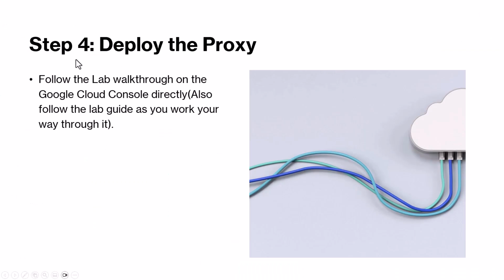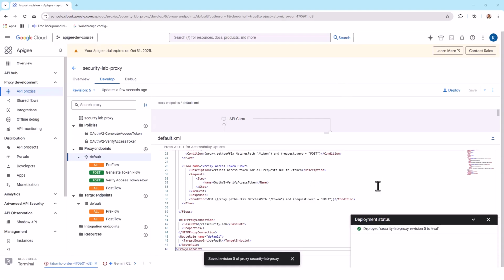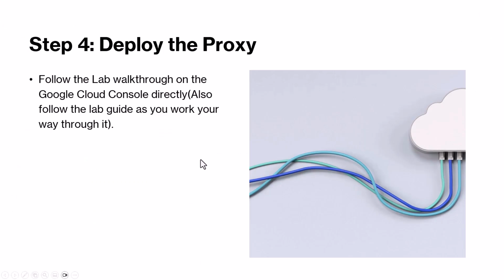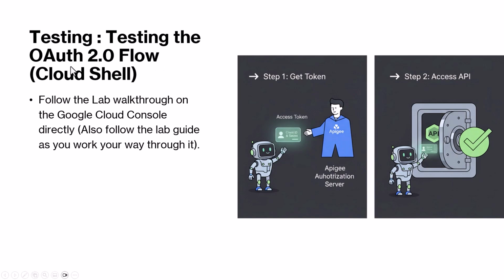So as you can see, this was step 4, deploy the proxy, which is in the process of getting deployed. So deployment is successful, deployed security lab proxy revision 5 to eval. Now all we have to do is the last step, that is testing. So let's get back to our slideshow to verify testing the OAuth 2 flow in Cloud Shell. First step is to get token, and the second step is to access the API.